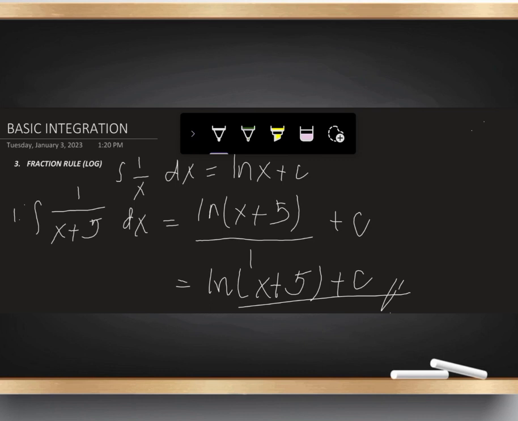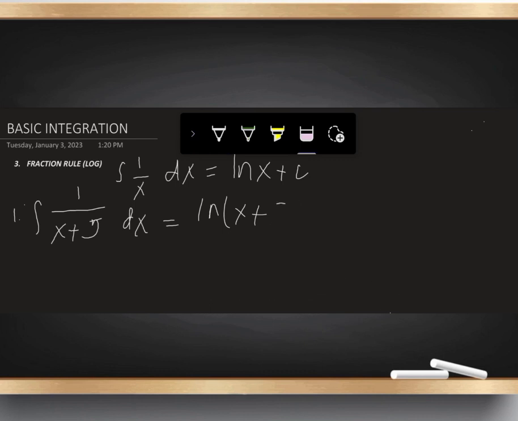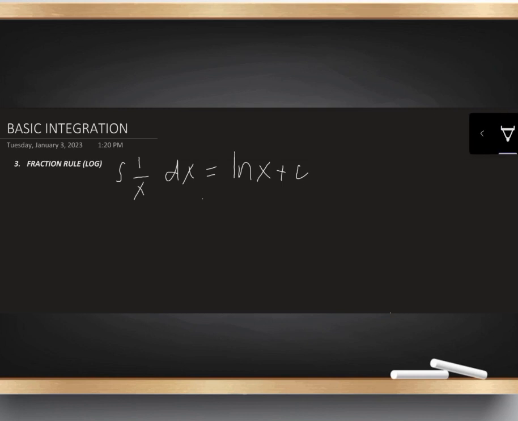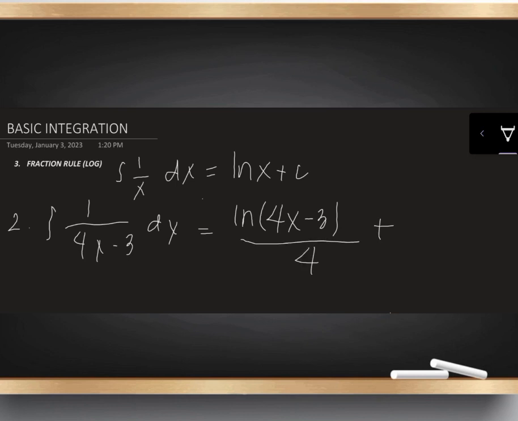Another problem: let's say we were given the integral of 1 over 4x minus 3 dx. The same as before, let's find ln x first. So ln of 4x minus 3. Then get the derivative of 4x minus 3, which is 4. Plus c. So that's it. This will be the final answer.